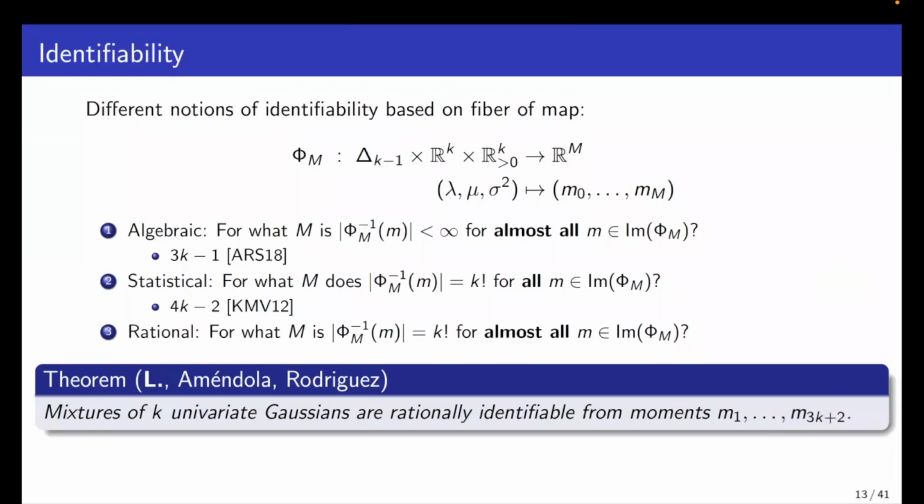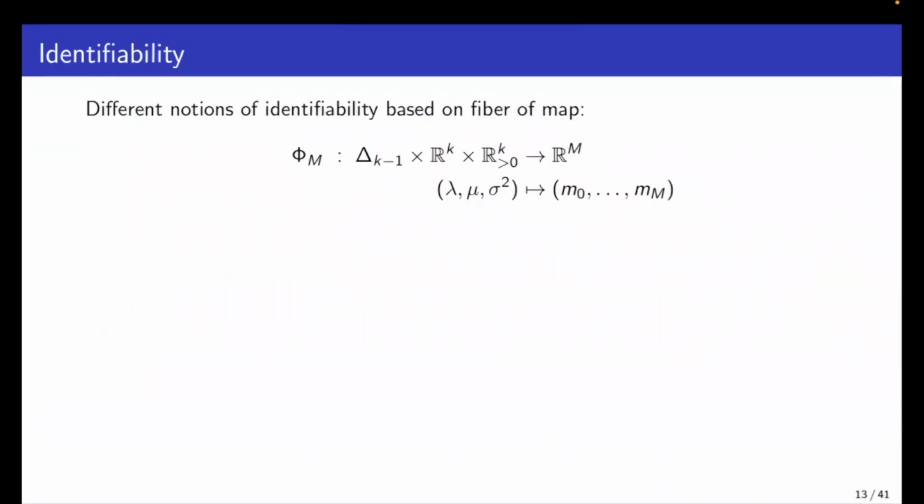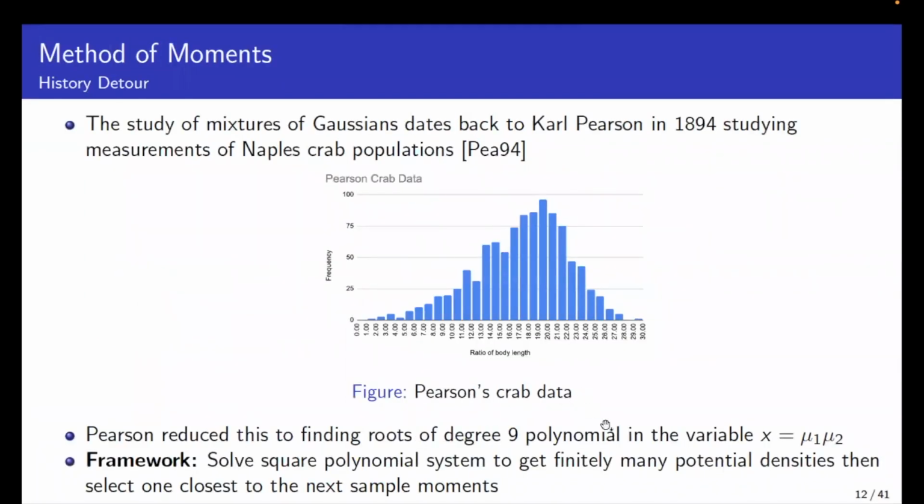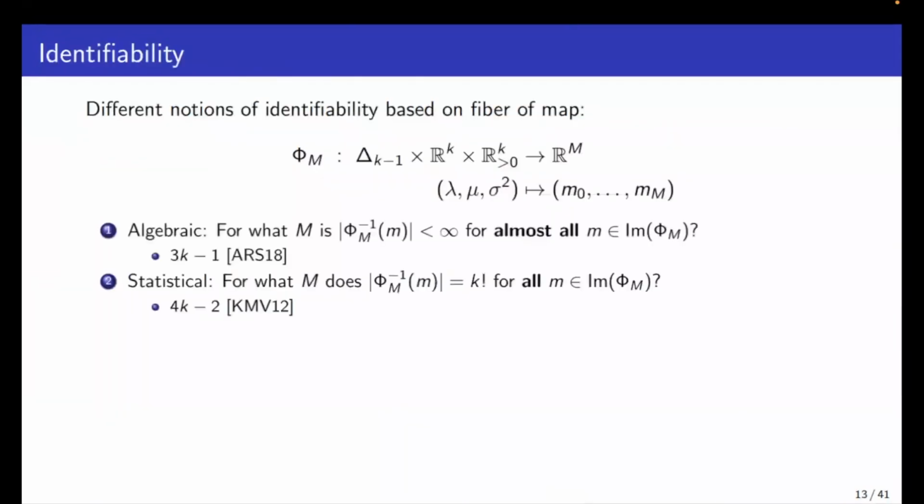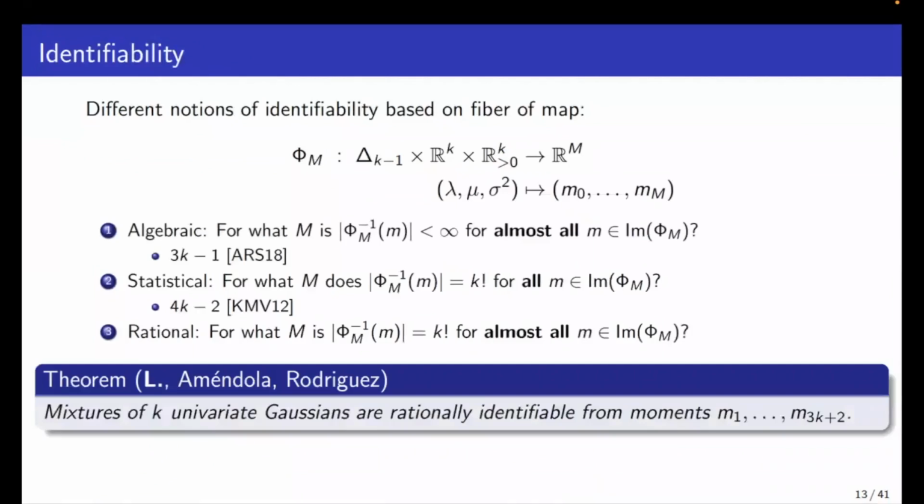Okay. So the most important thing that we should take away from this slide, if we don't want to get caught in all these details, is this general framework that I mentioned here: we have 3k unknowns, so we use moments M0 to M3k minus 1 to solve this square polynomial system to get finitely many densities, and then select the one closest to the next sample moment. This framework is actually mathematically solved. That's the key takeaway here: all the little things that we imagine can go wrong actually don't in this case.